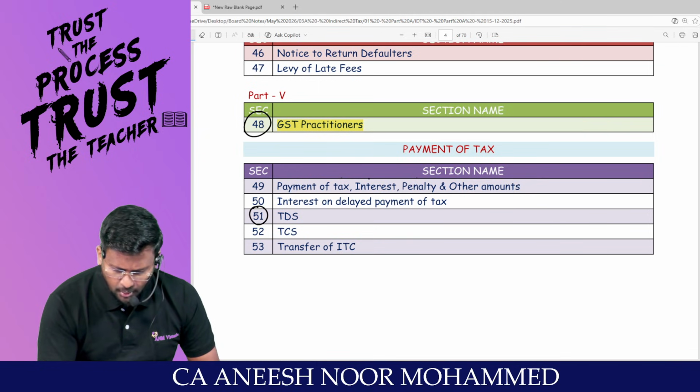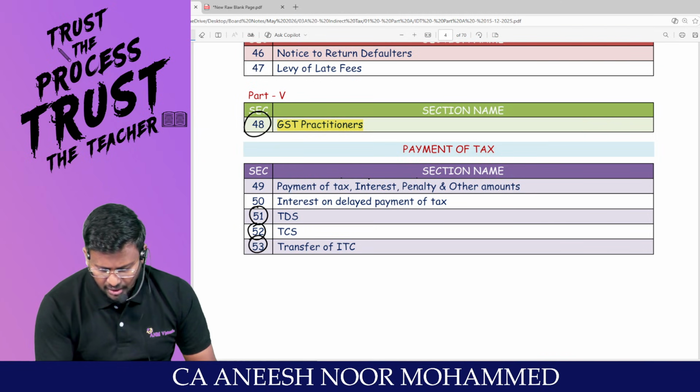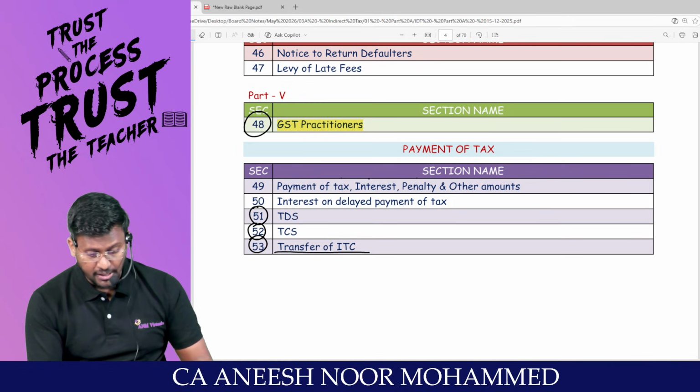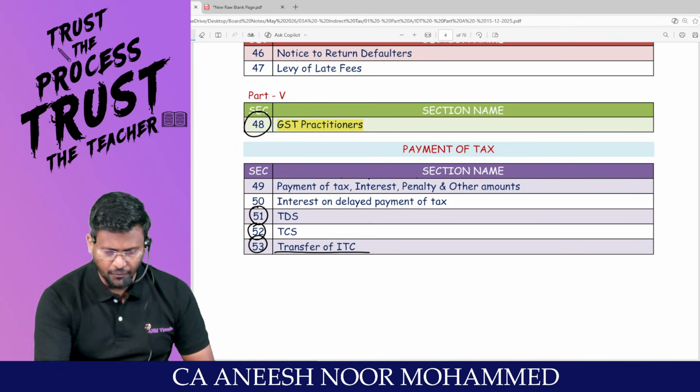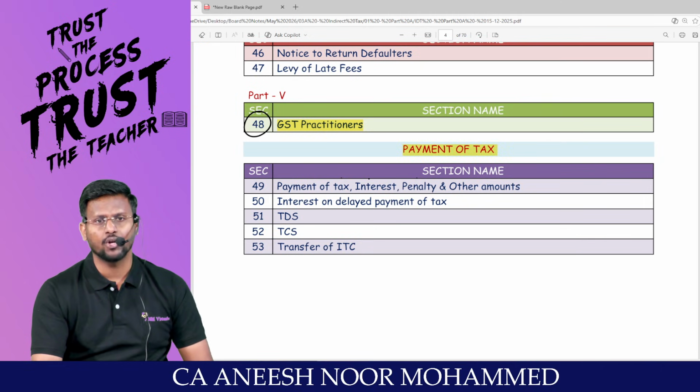Interest. Section 51, TDS. Section 52, TCS. Section 53, transfer of ITC. What is section 51? TDS. What is 52? TCS. What is 53? Transfer of ITC. So all these sections come under the family of payment of tax.